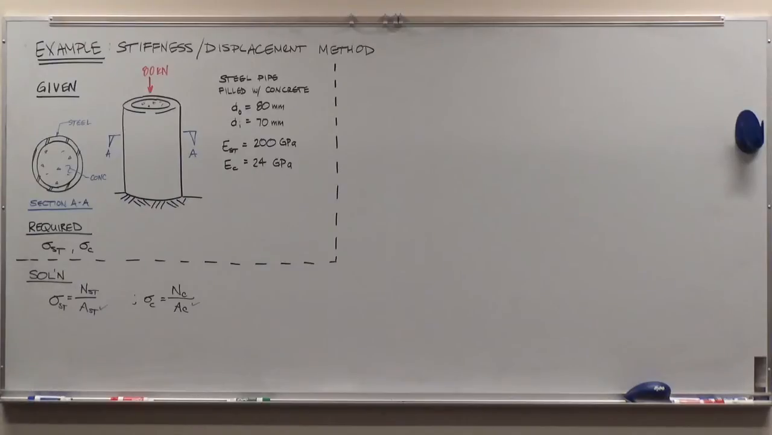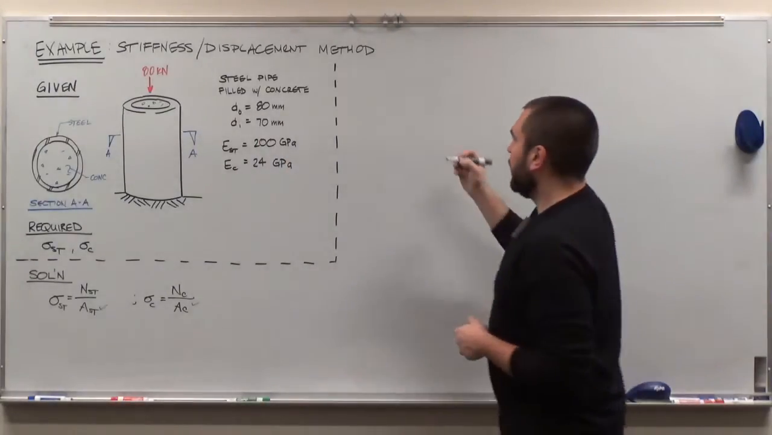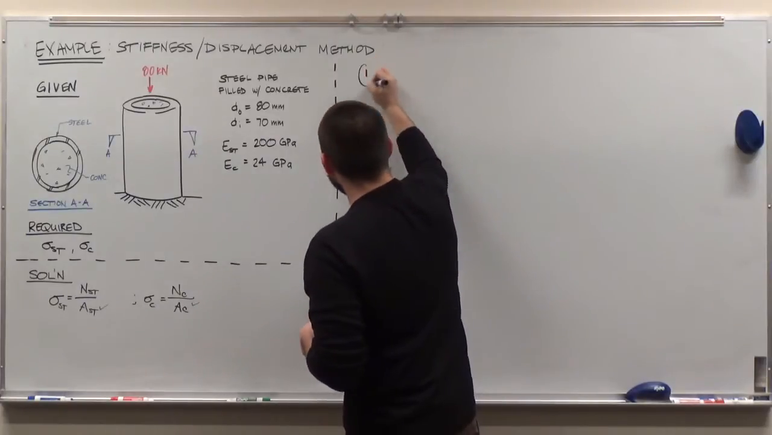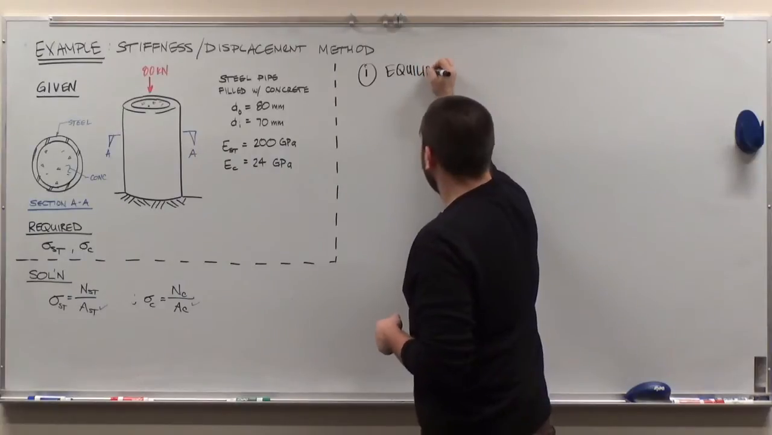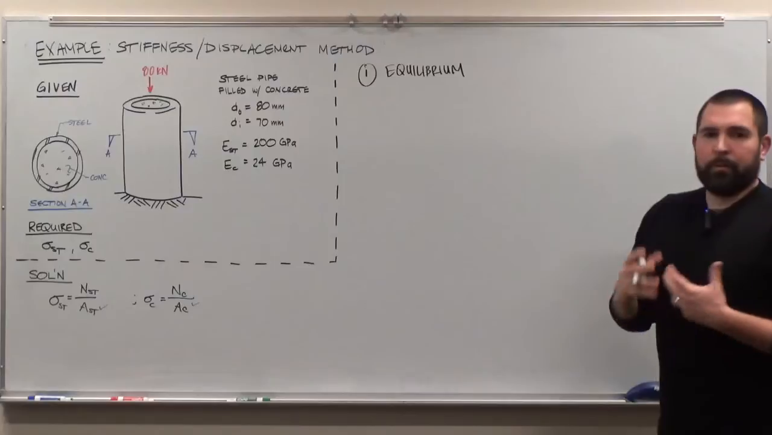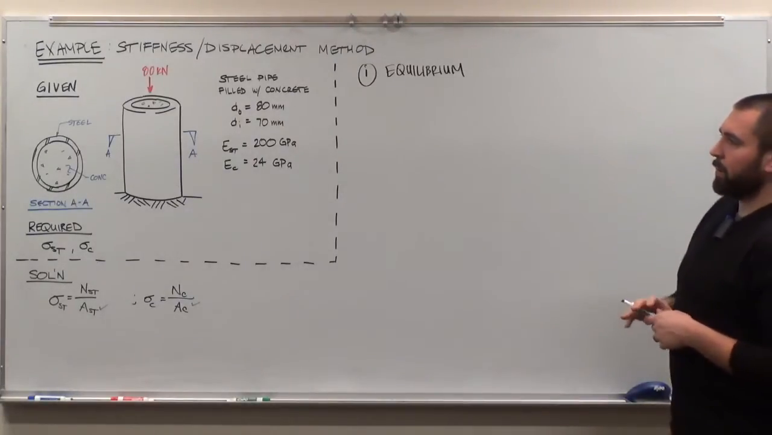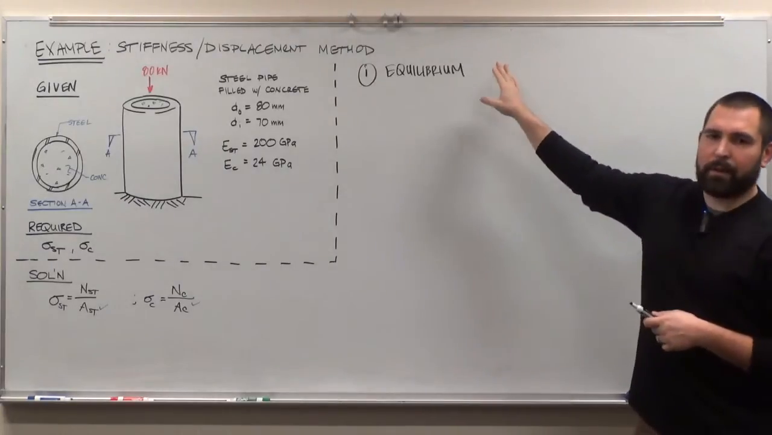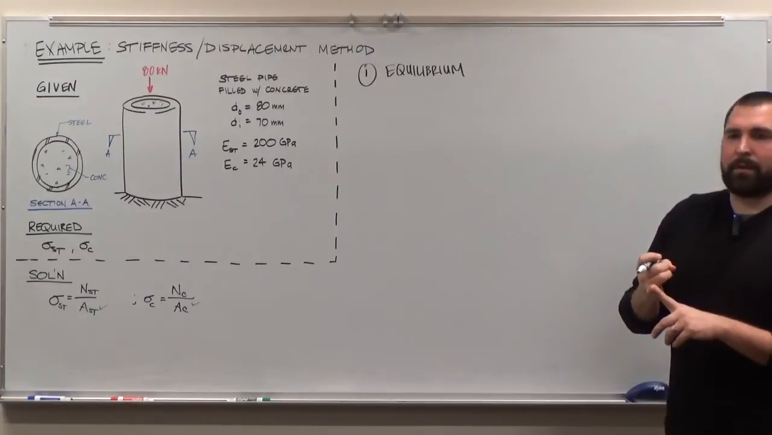And so if you remember when we talked about the stiffness or displacement method, we have two different steps anytime that we're doing an indeterminate analysis. For the stiffness displacement method, step number one is always going to be equilibrium. So equilibrium just means statics. And again, we've already said that this is going to be a statically indeterminate problem, so we know right off the bat that equilibrium isn't going to get us all the way, but it will, number one, identify that it's indeterminate.